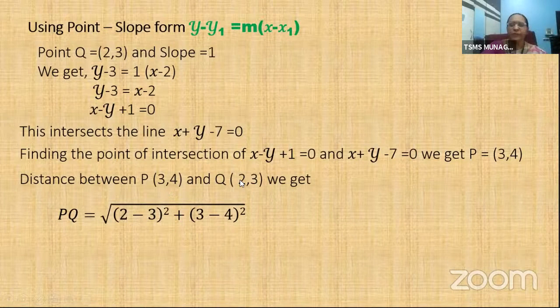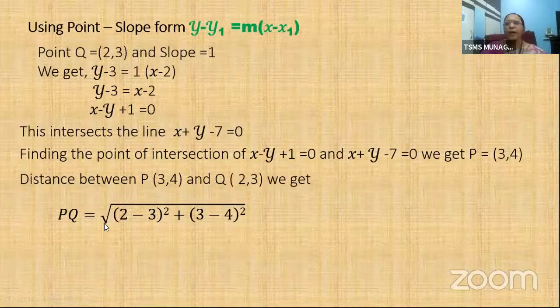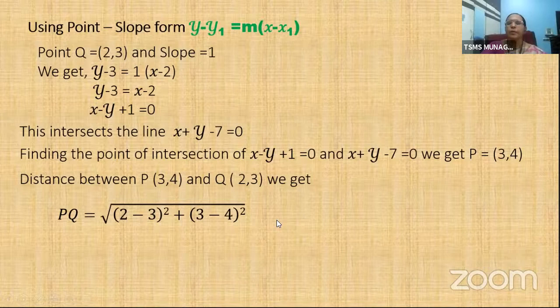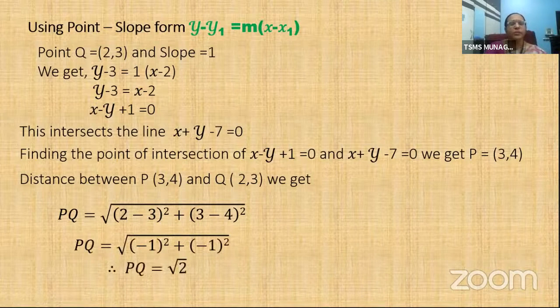Now here we are going to use the distance formula. I hope you remember it from your 10th class as well as your previous classes. While doing locus also, you have used this formula. What is the formula for distance? Yes, it is PQ equal to under root y2 minus y1 whole square plus x2 minus x1 whole square. So here x2 minus x1 whole square gives me 2 minus 3 whole square, and y2 minus y1 gives me 3 minus 4 whole square. On simplification, we get the value of PQ as root 2.